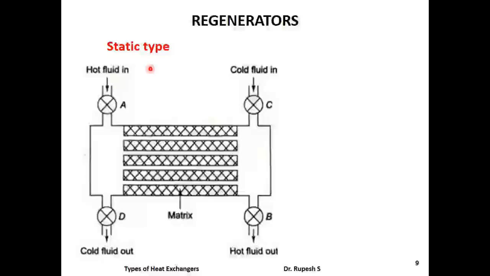This is a schematic representation of static type of regenerator. In this type, the matrix is stationary. When hot fluid flows through the matrix, heat is stored in the matrix, and this stored heat is transferred to the cold fluid when cold fluid is made to flow over this matrix.